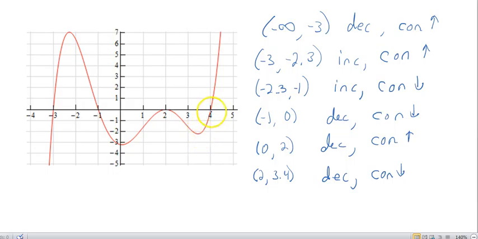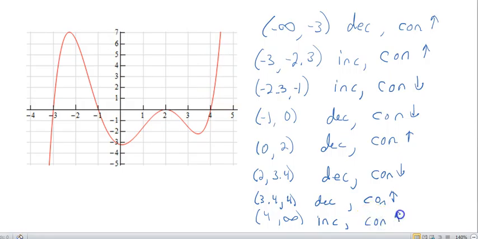Then from 3.4 to 4, we're below again, which means the original is decreasing. And it's uphill, so the original is concave up. After that, the last section from 4 on is above the x-axis, so from 4 to infinity, we are going to be increasing. And because this graph is increasing or going uphill, the original is concave up.